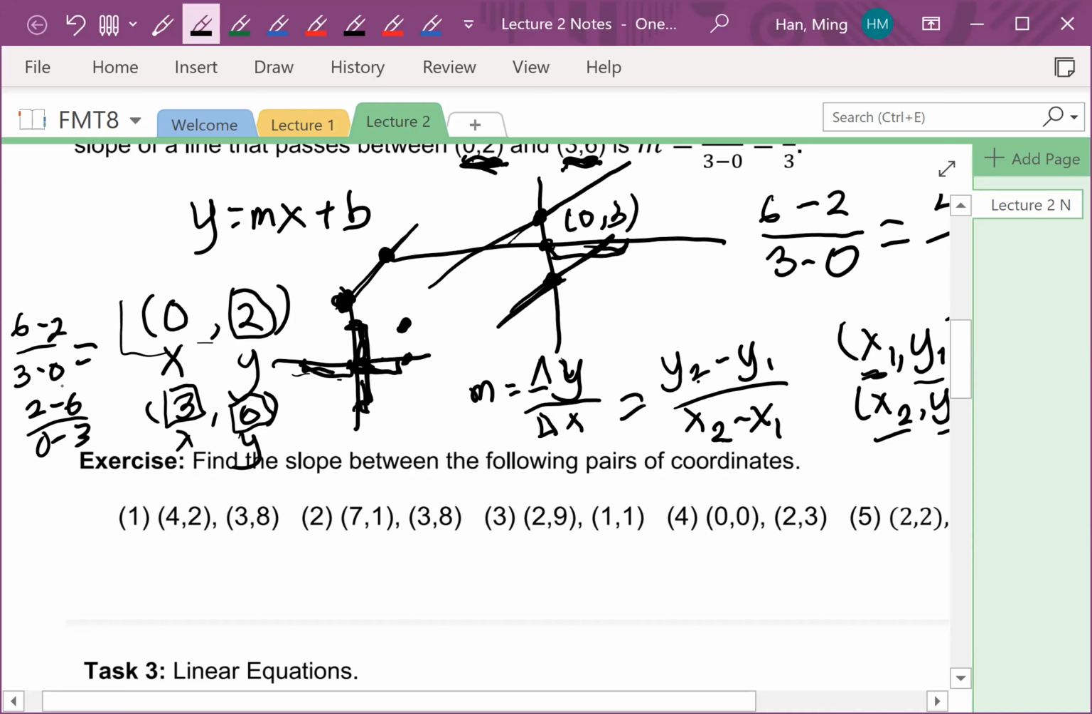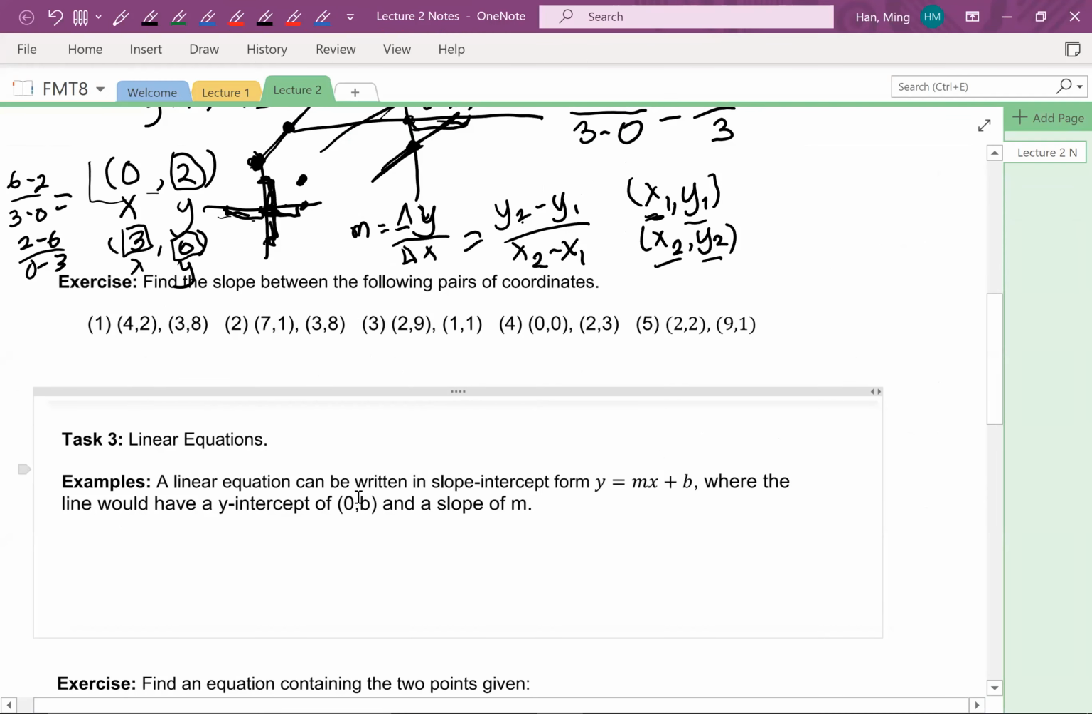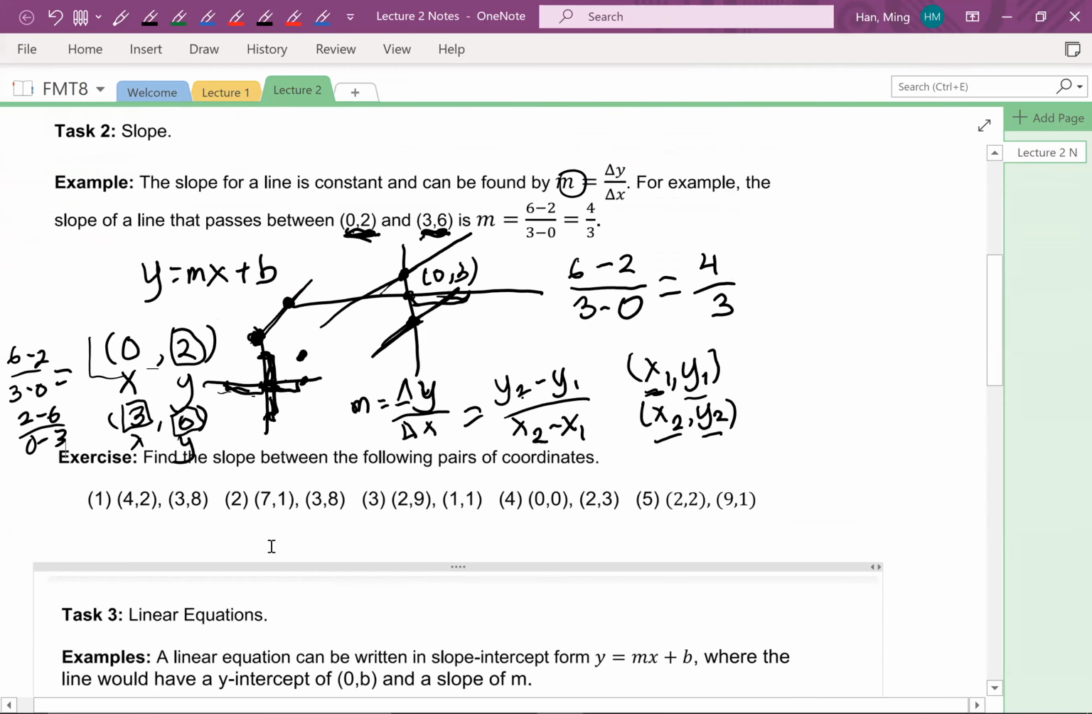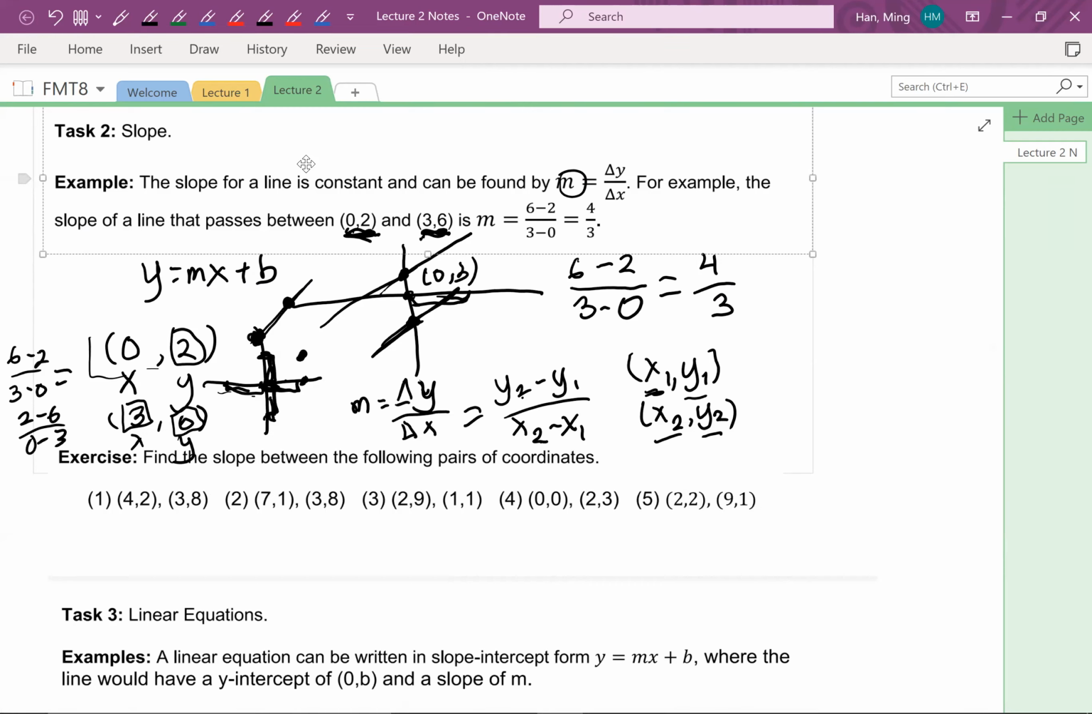Okay, any more questions? If there are no more questions, we can move on to the exercises, where you can find the slope between the following pairs of coordinates. So they're numbered 1 through 5. So I'll give y'all a few minutes to complete the problems, and then we can go over the answers together. Let me know if you have any questions.